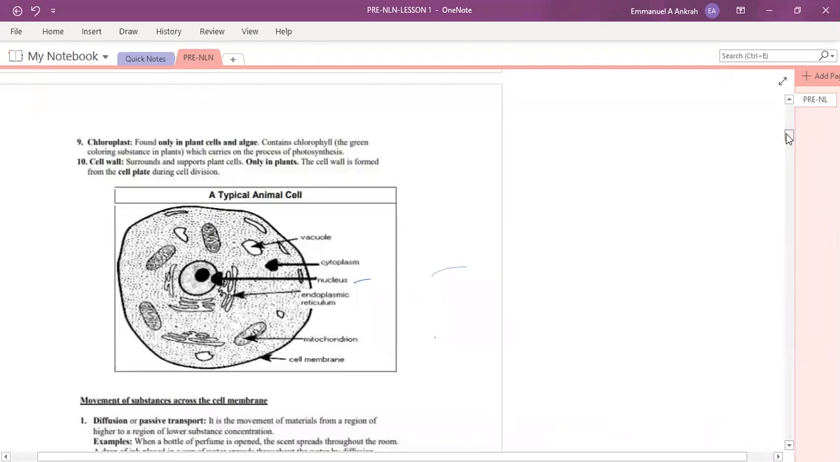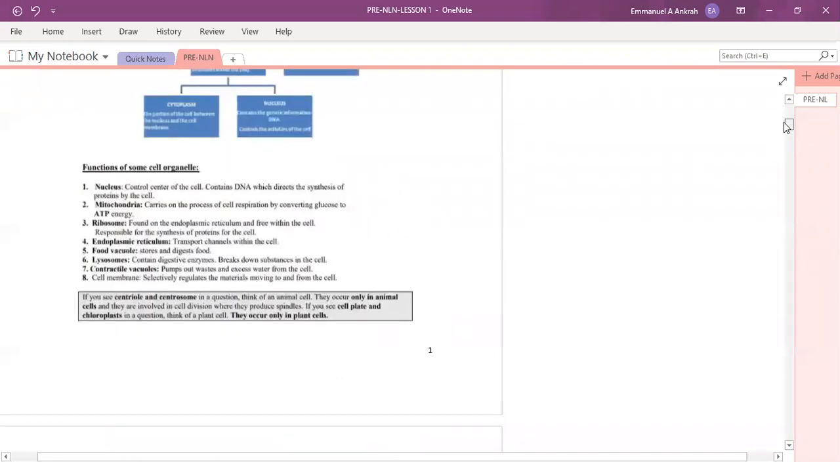Right, the nucleus, once you talk about the nucleus, let's go back here. So the nucleus is the control center for the cell. And once you mention the nucleus, remember that it contains the DNA, which directs the synthesis of proteins by the cell, right? So that's a function of the nucleus.